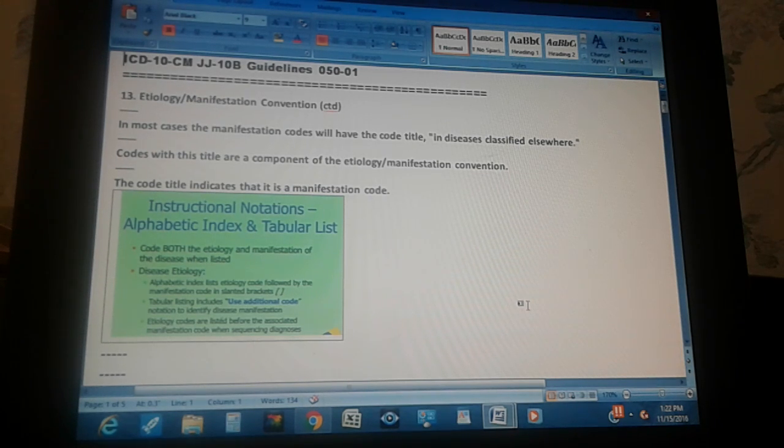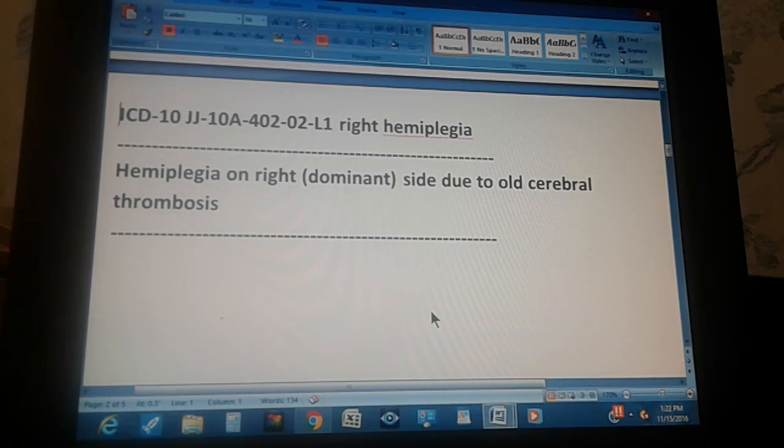And there is a little more explanation there about the etiology and manifestation codes, right? You can read it, and that's our theory for today. Now let's do a problem. So, ready, set, go. All right.